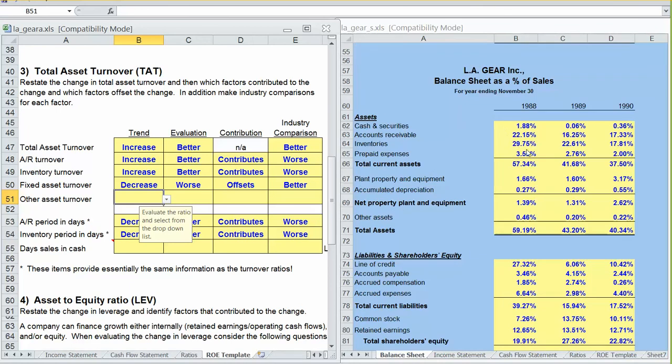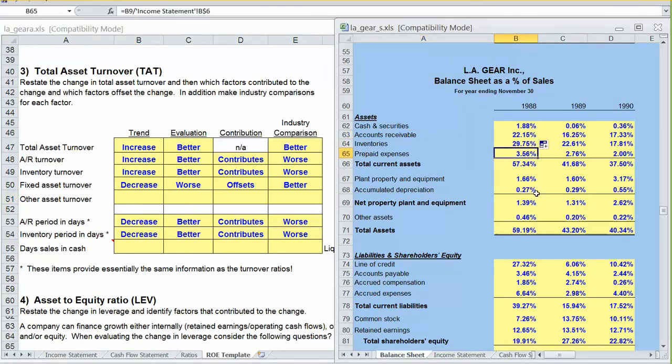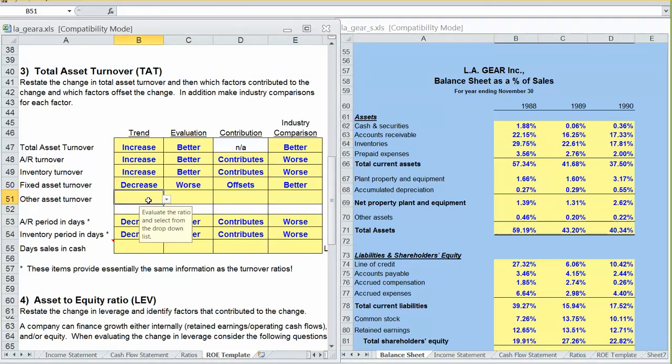Let's consider our prepaid expenses. We had 3.5 cents in prepaid expenses for every dollar in sales, or we could say we had $3.56 in prepaids for every $100 in sales. Now it's down to 2. So our level of prepaid expenses relative to assets has decreased. Same thing we saw with what? Receivables and inventory. So as assets as a percentage of sales goes down, we would say our asset turnover has increased, which again we said was better and would have contributed to the overall trend.